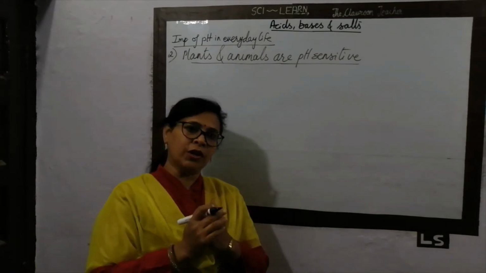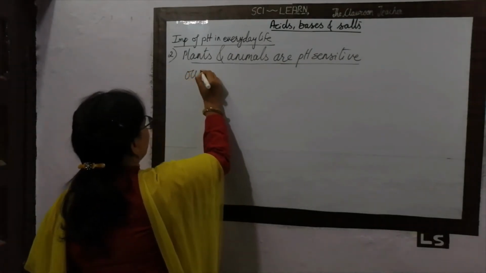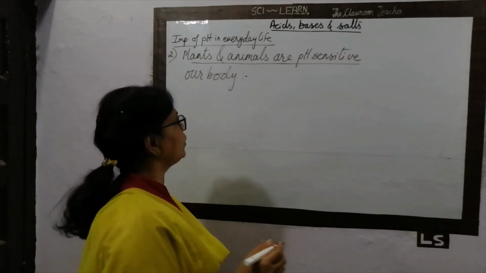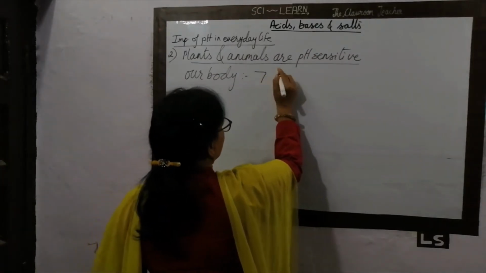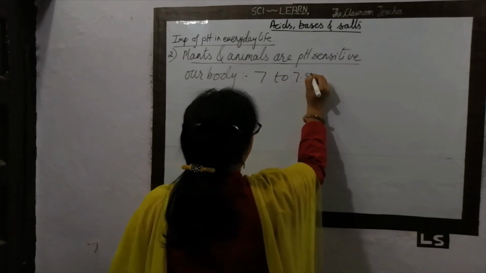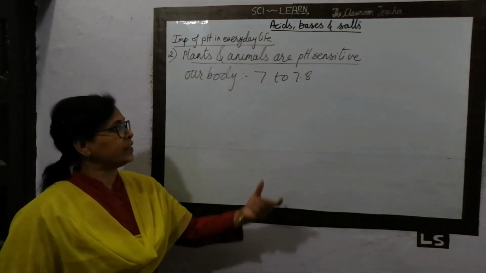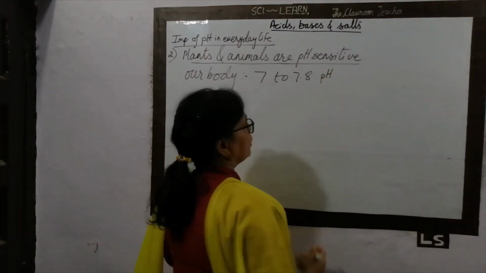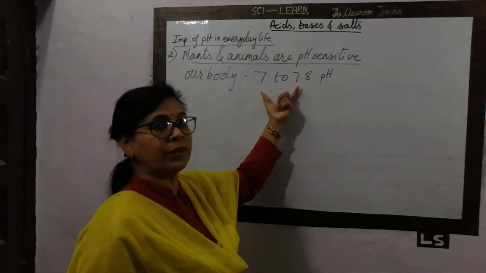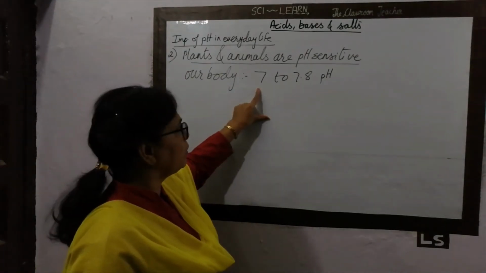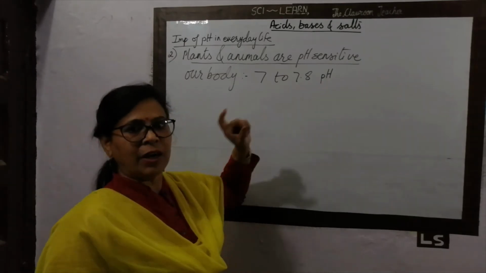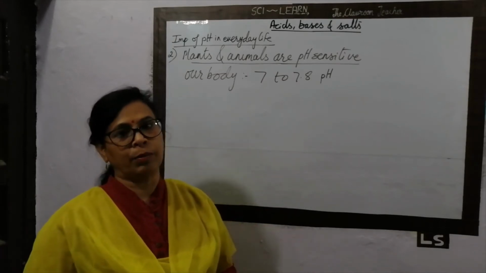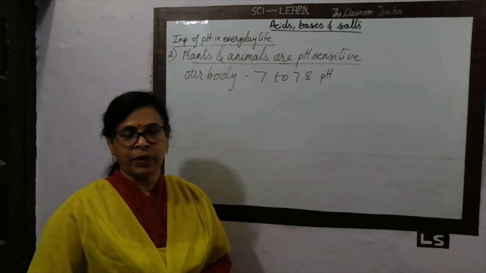What is the pH range for our body? The pH range for the human body is 7 to 7.8. If our body is in this pH range, then it works properly. 7 means neutral and a little bit alkaline in nature. If that pH is present in our body, we are able to survive and perform all our activities properly, and a smooth life goes on.